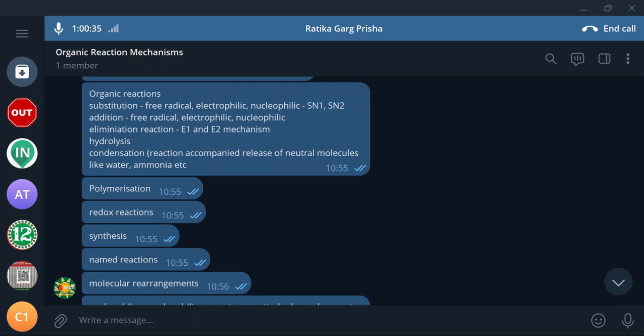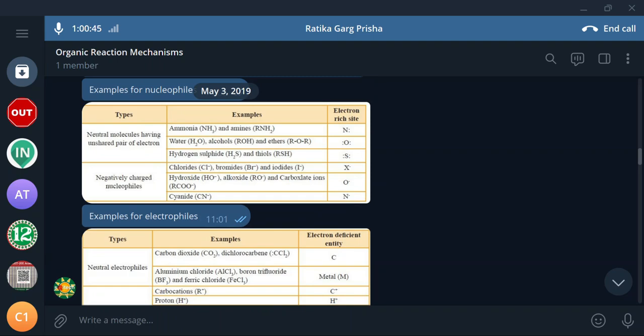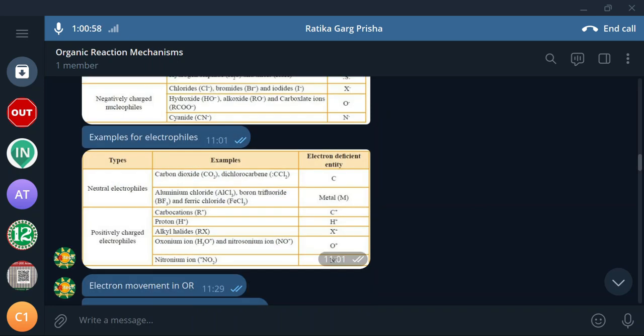So far I was discussing with you the basic concepts about the reaction and mechanism. And here, finally, I was explaining the examples of nucleophiles. There are two types of nucleophile: negatively charged nucleophile and neutral nucleophile. Similarly, electrophile: positively charged electrophile and neutral electrophile.